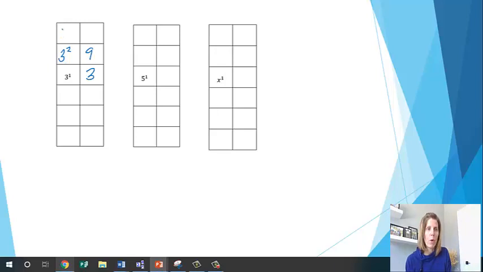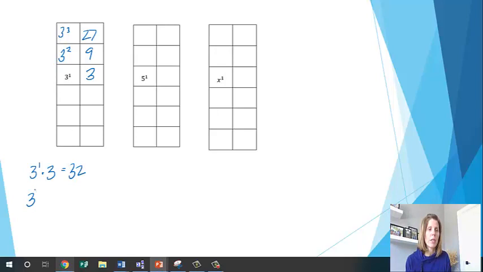And then if I multiplied by 1 more 3, I'd have 3 to the 3. 9 times 3 is 27. And so again, I'm just going to make up a few things. If I started at 3 to the 1 and I bumped up 1 more 3, I'd now be at 3 to the second.